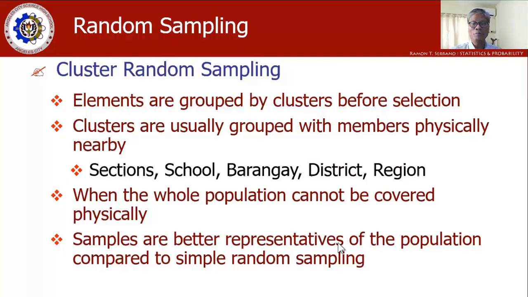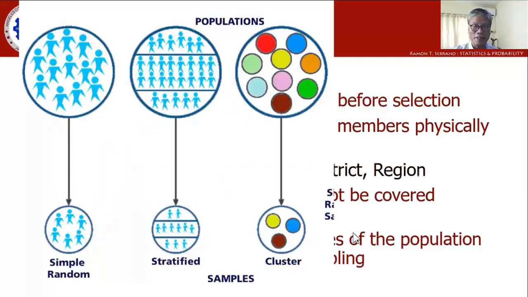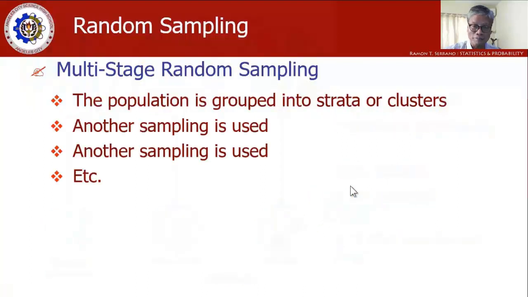When the whole population cannot be covered physically, okay, you cannot do a research or survey for the whole Philippines, you can just cluster them, okay, and get samples from it. Now, samples are better, again, representatives of the population compared to simple random sampling, okay, and that's how you illustrate it with different clusters, and then you select the clusters that you want to survey or get samples from.